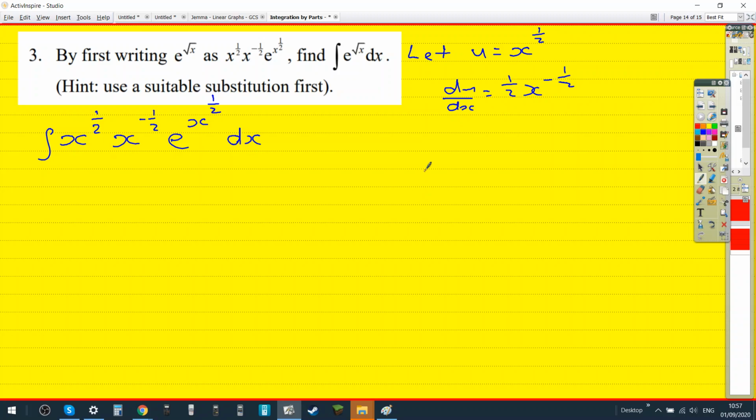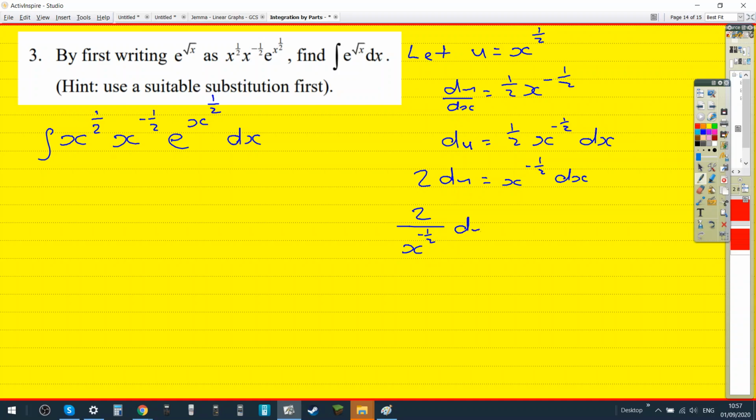So dx is equal to du over half x to the minus half. So du is half x to the minus half dx. So I think what I'd do is multiply both sides by 2. So 2 du over x to the minus half is equal to dx. So you could say 2 over x to the minus a half.